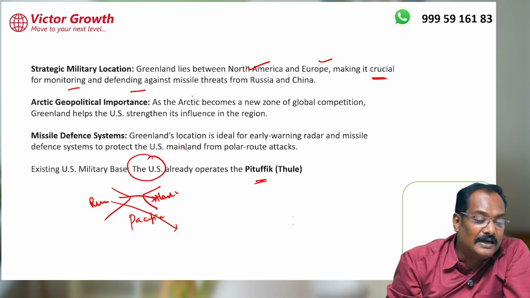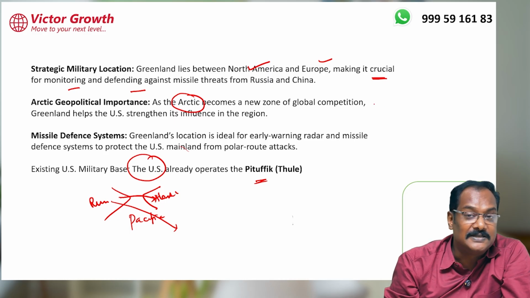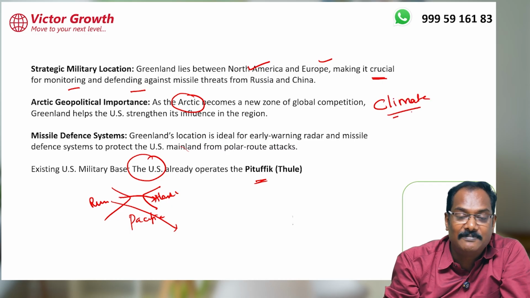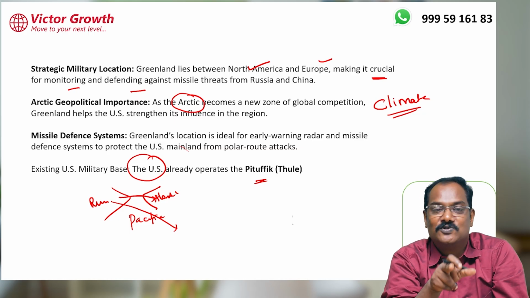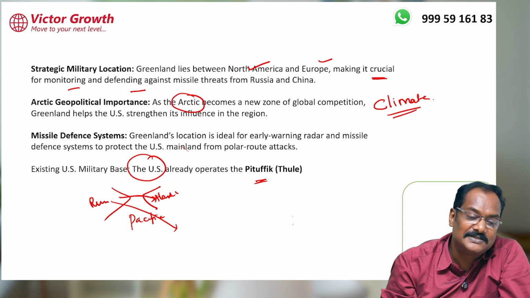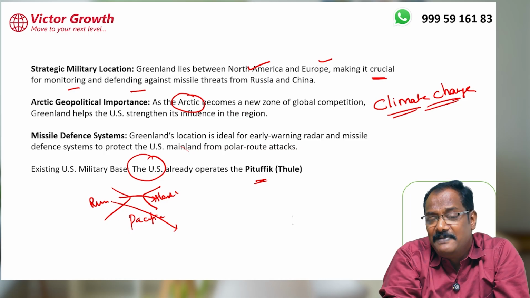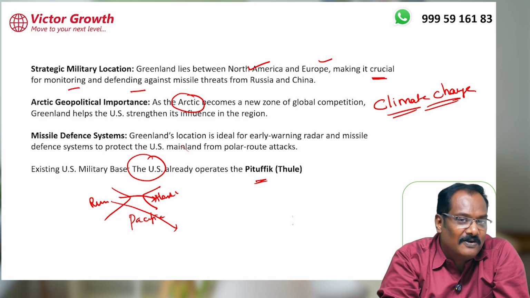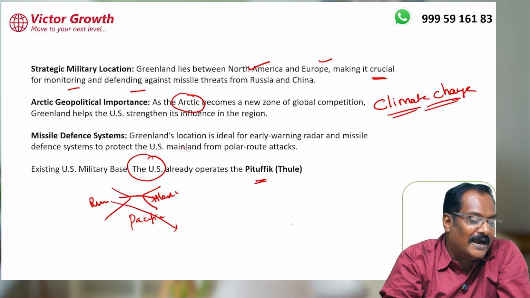And the Arctic becomes a new zone of global competition. That is true, and a separate video can be made on that. In the Arctic, what happens is climate change. In my previous video, I told you that the 2004 tsunami opened an opportunity for the Great Nicobar project. Likewise, climate change has created an opportunity for exploring Greenland. The glaciers are melting, and you can see the land. Because of glacier melting, sea navigation is possible. So climate change has created an opportunity in Greenland. That is another main thing you can say.